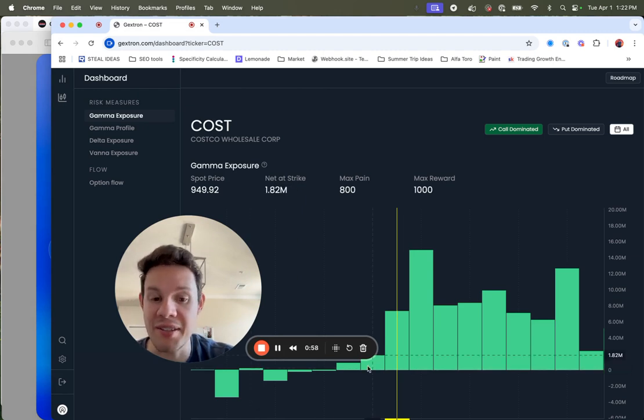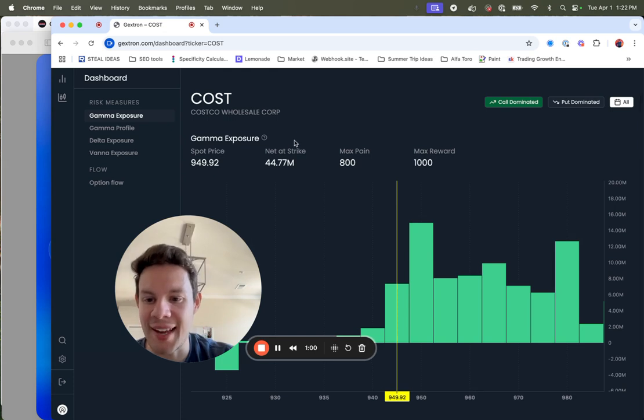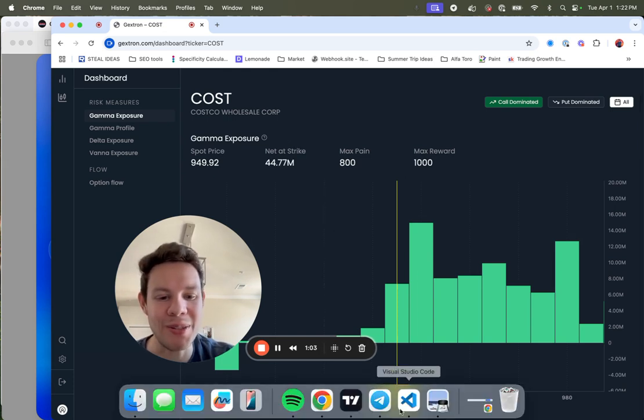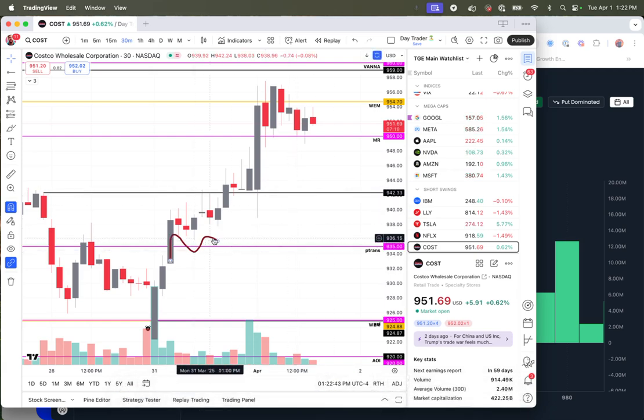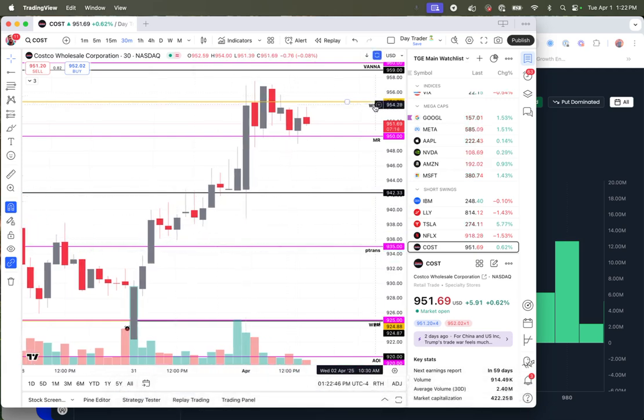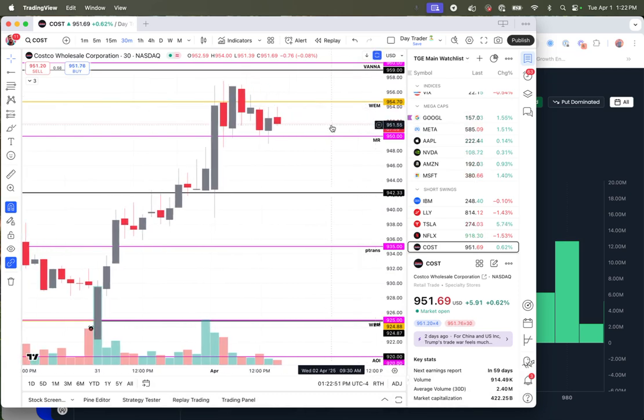Because this is amazing. Costco just hit the weekly expected move, and it's already Tuesday. Let me show you the chart first. Here's Costco. Let me move this line now. You see this WEM line? This stands for weekly expected move. This is a realistic price target that has a 70% chance of hitting based on Gextron's mathematical formula. So you don't even have to do the math yourself. Gextron is going to give this to you.